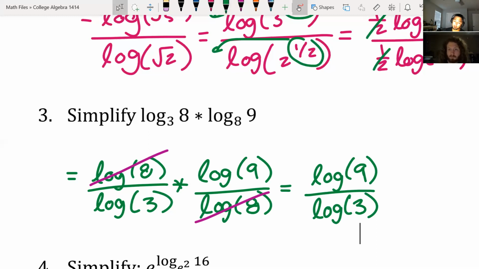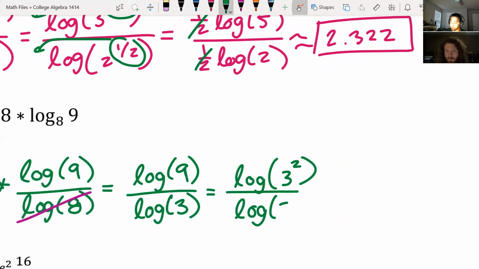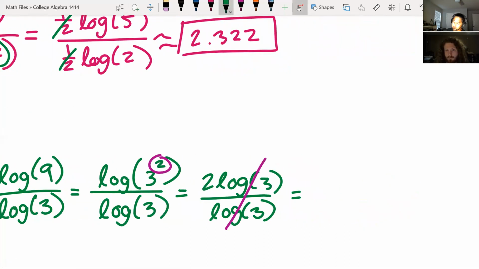Okay, well, we can rewrite 9 as a base of 3. So you can make this log of 3 squared over log of 3. And by power rule, that 2 will come to the front, and you'll get 2 log of 3 over log 3, and cancel. And all we are left with is 2. Wow.